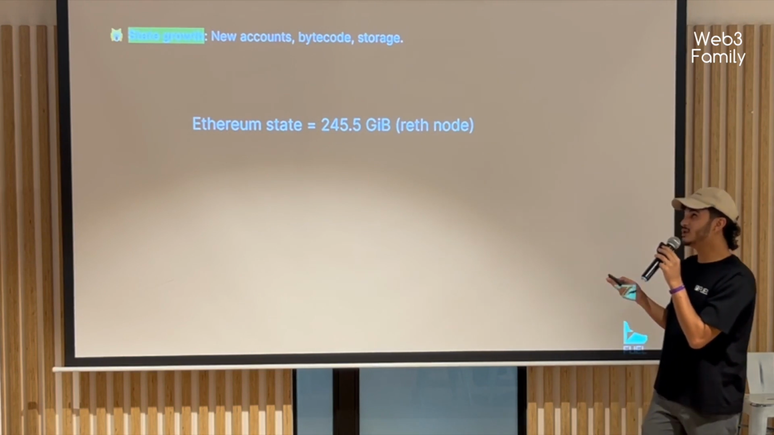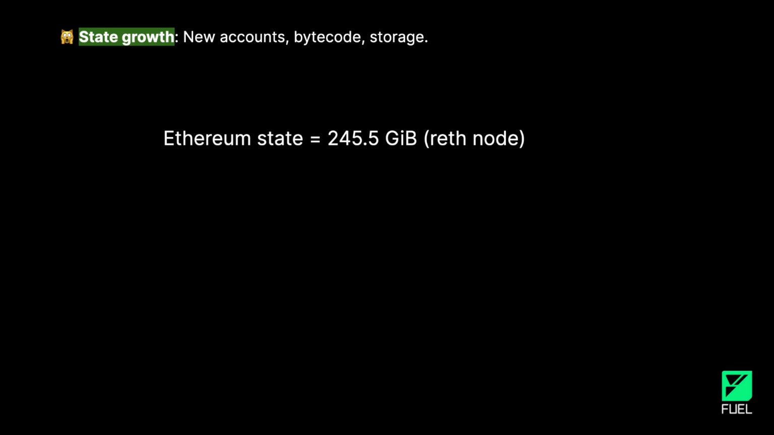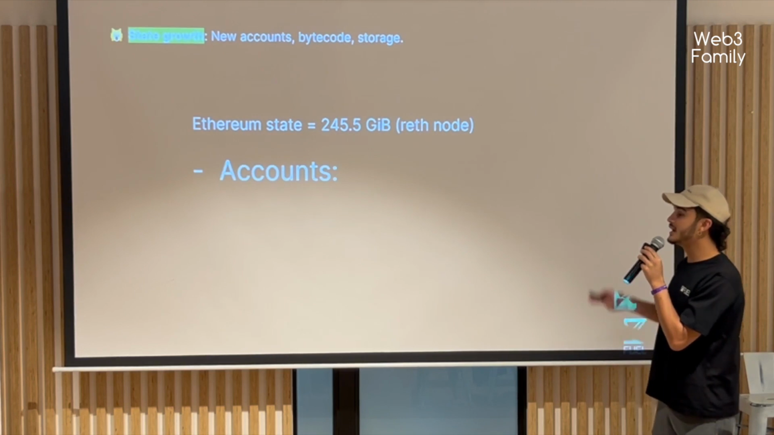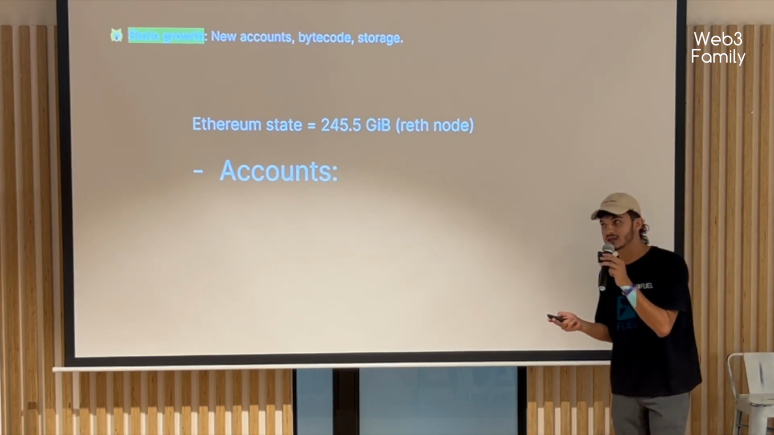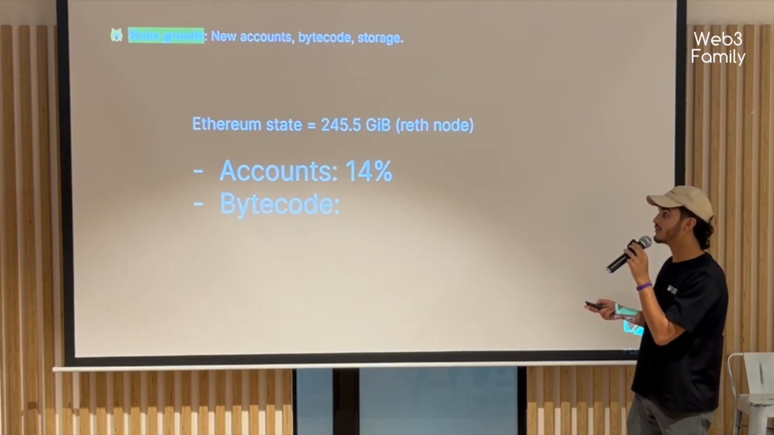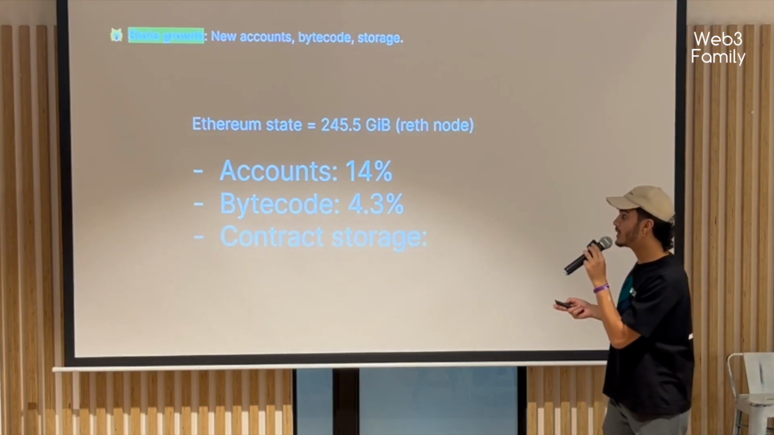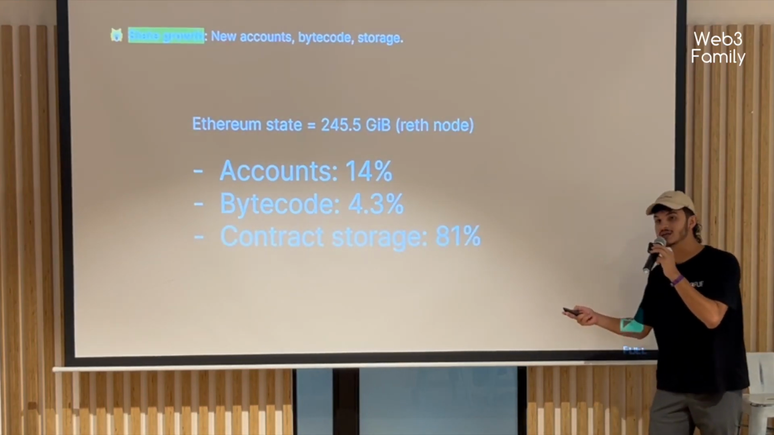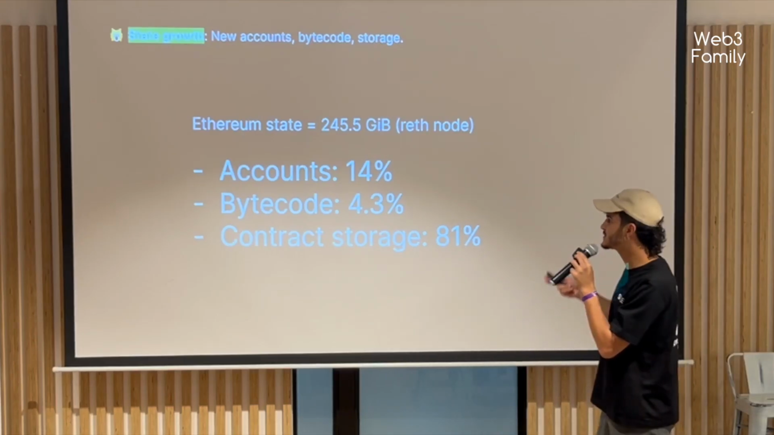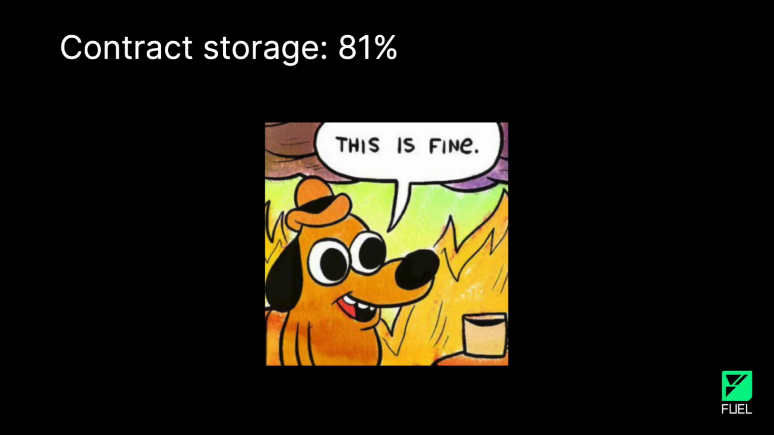As of today, Ethereum state is 245 gigabytes on a Reth node, which is a lot of information to be held by the nodes, and its distribution goes like this. We have accounts taking 14% of storage. Then we have bytecode taking 4.3% of storage. And then we have contract storage, which is 81%. So it's a lot of information, a lot of hard drives just taking care of contract storage. Looks like it's fine, but it's not.